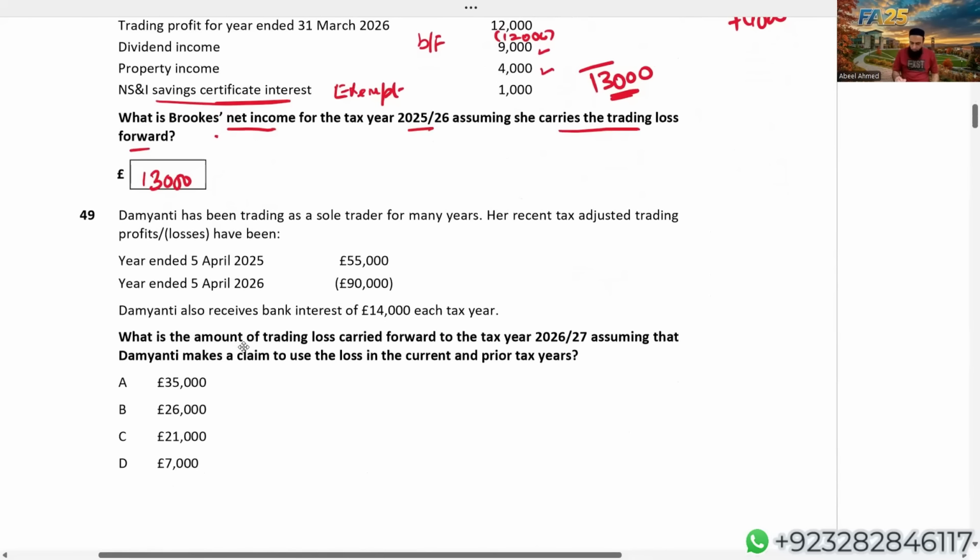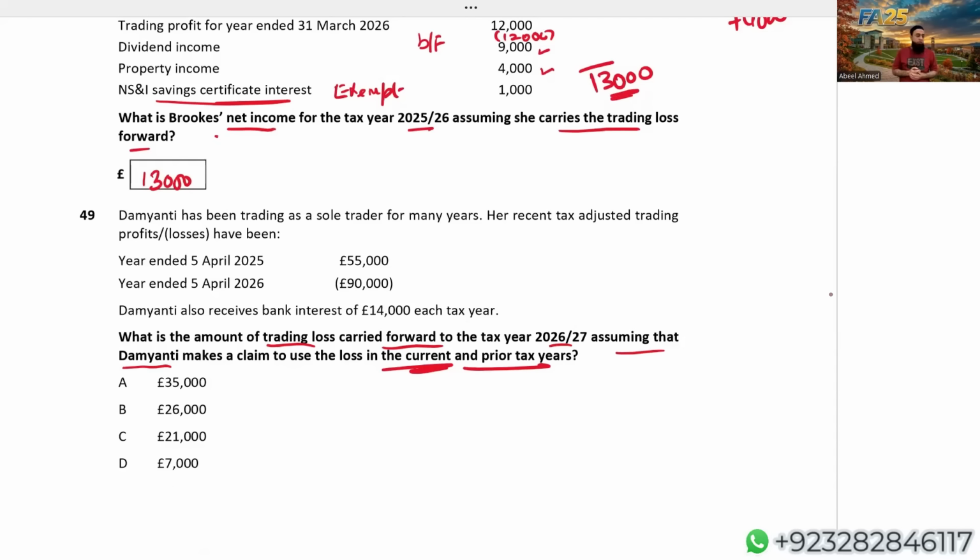Question 49. What is the amount of trading loss carried forward for the tax year 26-27, assuming that Damienti makes a claim to use the loss in the current and prior tax years? All you need is to give us the amount of loss we will carry forward for the tax year 26-27, after she utilizes the losses first in the current year and the prior year.